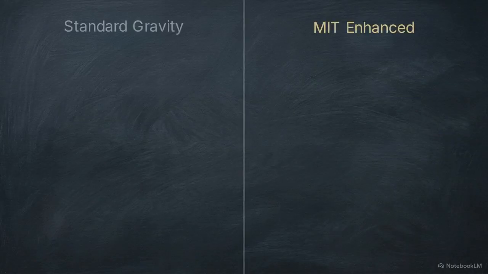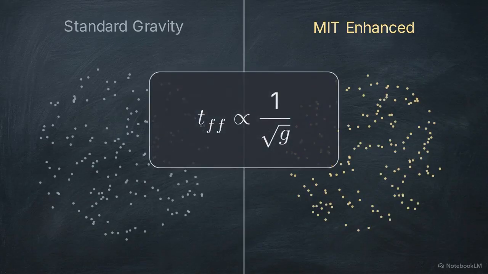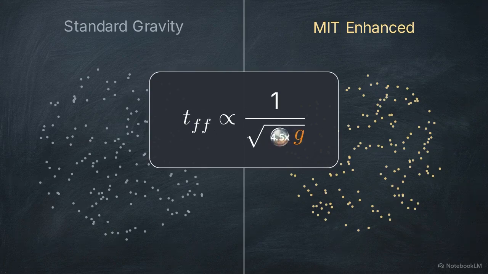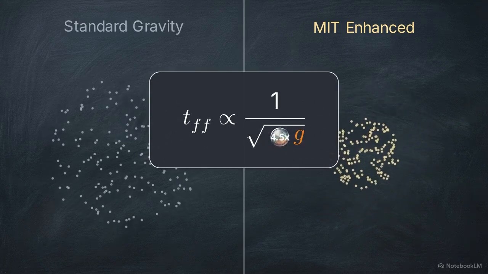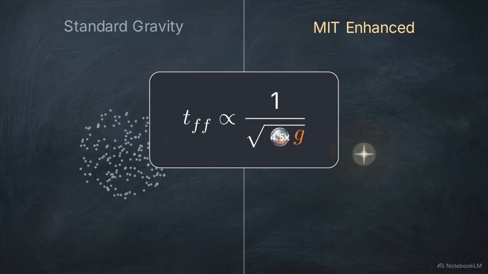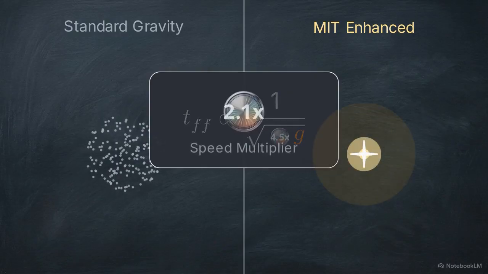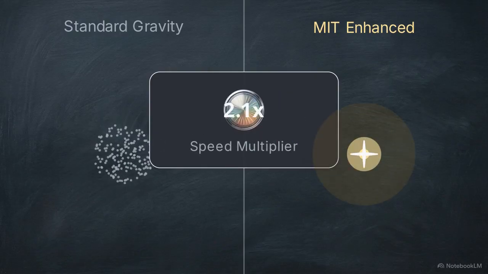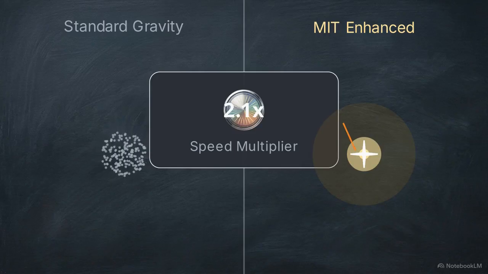The time required for a structure to collapse, the free-fall timescale, is inversely proportional to the square root of the gravitational acceleration. As the effective gravity increases by a factor of 4.5, the time required for matter to fall together decreases. The 4.5 times increase in gravity results in structures collapsing roughly 2.1 times faster than previously estimated.